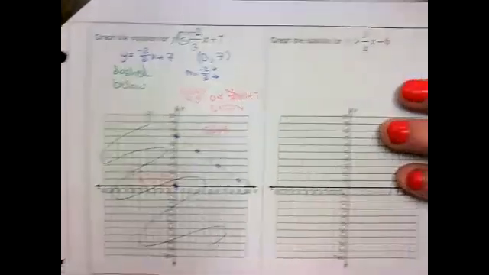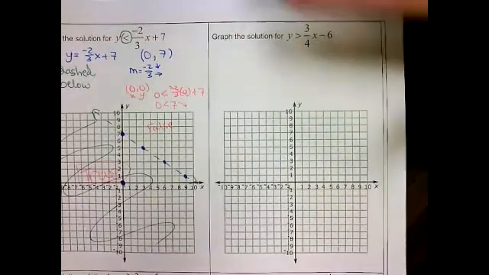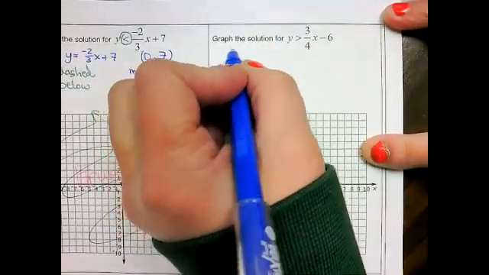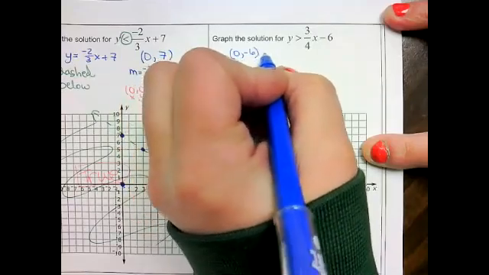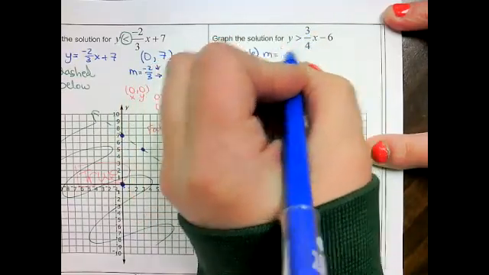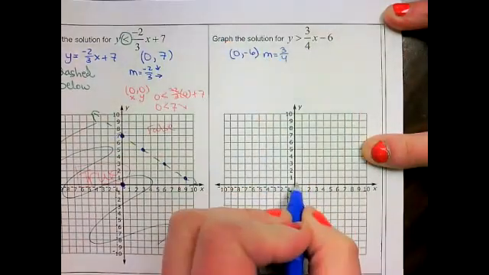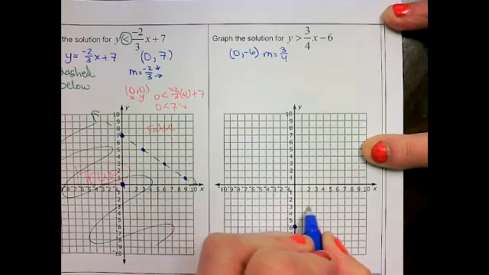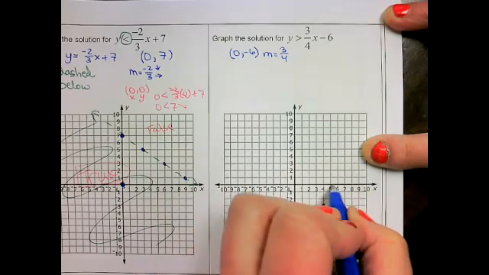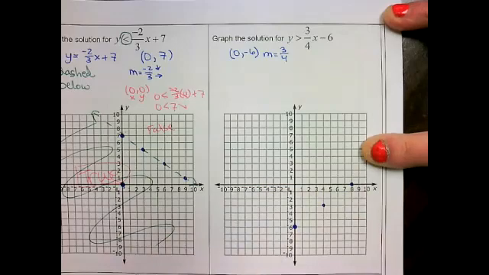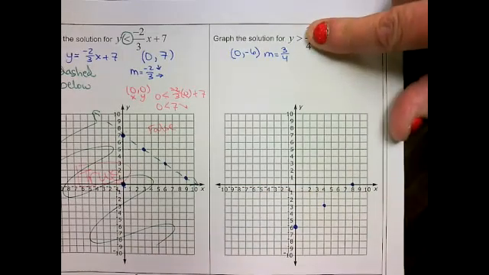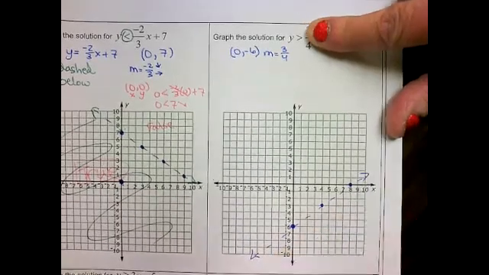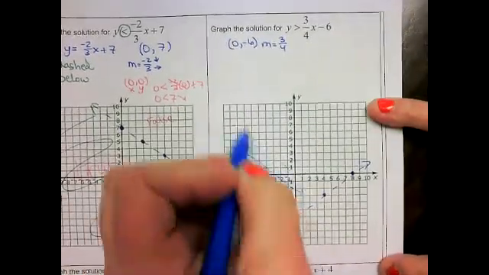So let's go ahead and look at a second problem here. I'm going to graph this line first, so I need my y-intercept. My y-intercept is 0, negative 6. And my slope, which is always with my x, is 3 over 4. So from 0, negative 6, I'm going to go up 3 over 4, up 3 and over 4. It's greater than, which means it's going to be a dashed line. It does not include it. And we're shading above it because it's greater than.